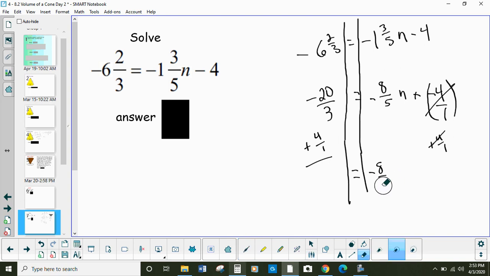So 8/5 n is left on this side. Over here, I have negative 20. Remember, when we have a negative, just put it up in the numerator up there. Negative 20 thirds and 4 over 1. How do I add these two fractions together?